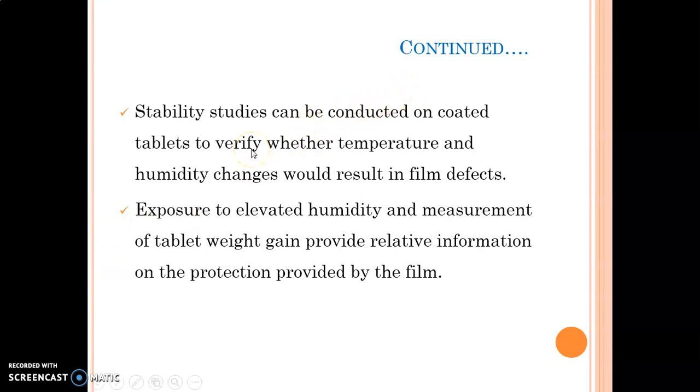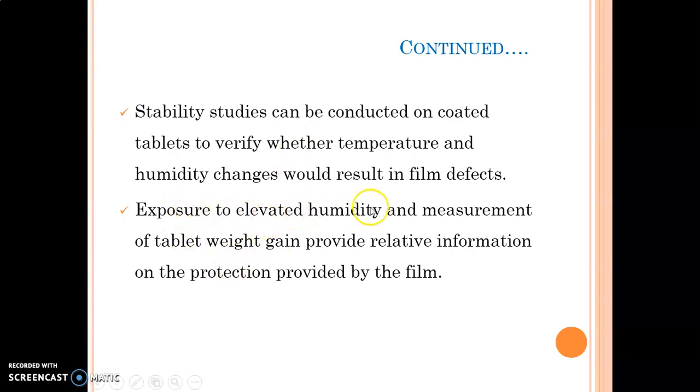Then stability studies can be conducted on the coated tablets to verify whether temperature and humidity changes would result in film defects. Mainly, this coating is done to protect the tablet from environmental changes and also to mask any unpleasant taste, odor or color. Because of that, we have to take care of the stability studies on the coat of the tablets.